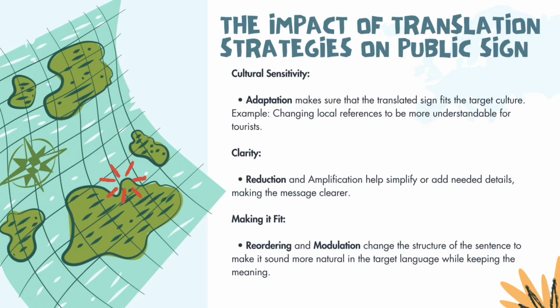Okay, for the impact of translation strategies on public signs, there is cultural sensitivity. Adaptation makes sure that the translated sign fits the target culture, for example, changing local references to be more understandable for tourists. Second is clarity. Reduction and amplification help simplify or add needed details, making the message clearer. And the last is making it fit.